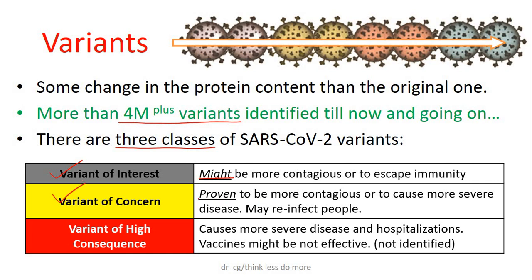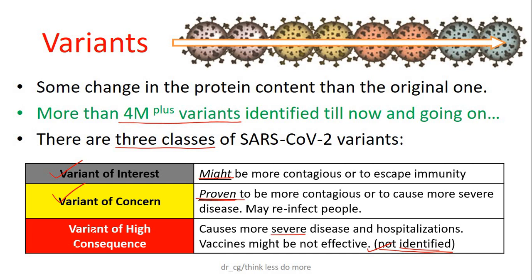The second one is variant of concern. As the name itself suggests, they are real concerns for human beings. They are variants with specific evidence. There is specific evidence of increased transmissibility, more severe disease with increased hospitalizations, significant reduction in neutralization by antibodies, and reduced effectiveness of treatments or vaccination. And the last is variant of high consequence. They can cause very severe disease and vaccination might not be effective at all. But the best part is that no such variant has been identified till now.